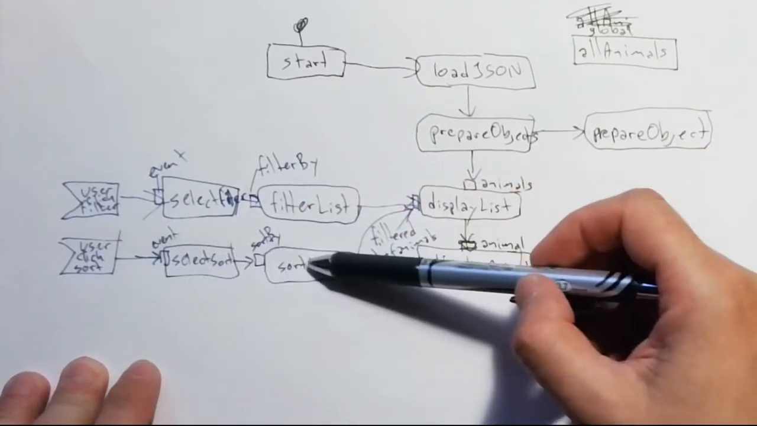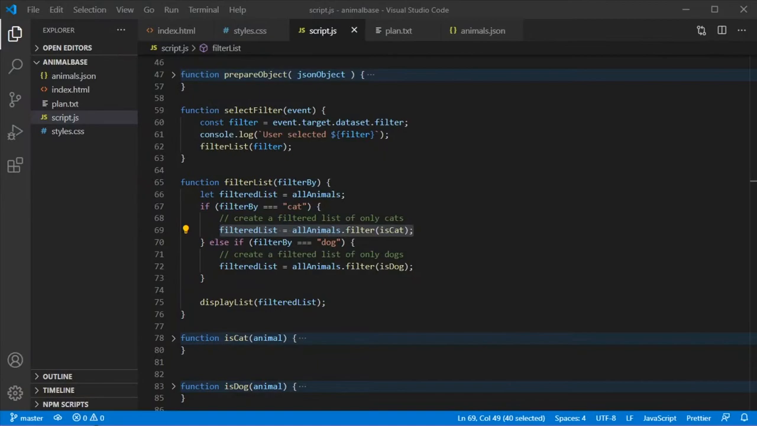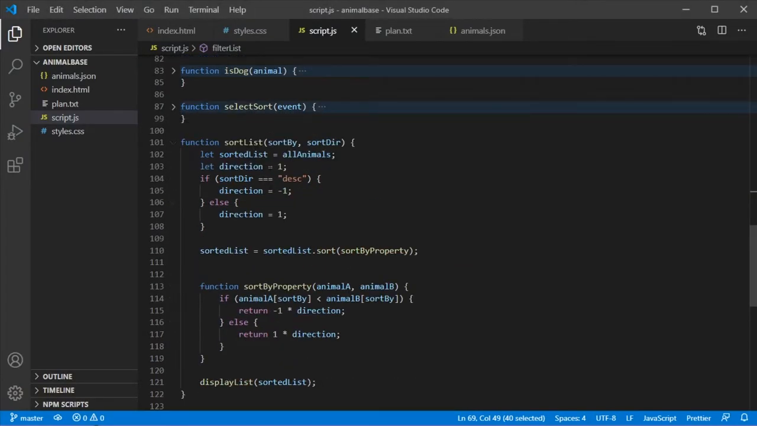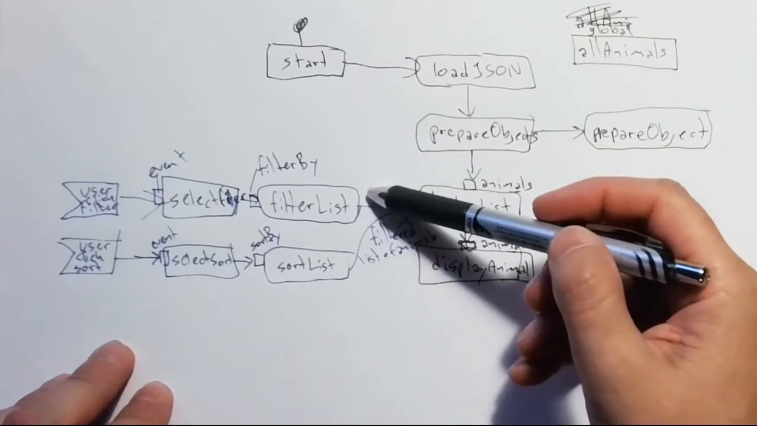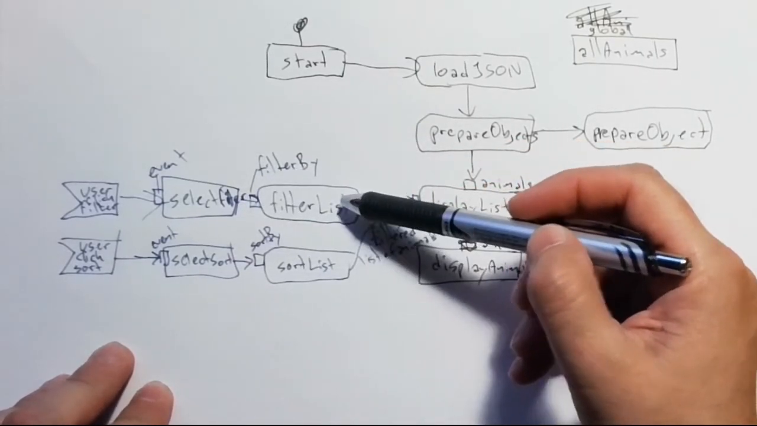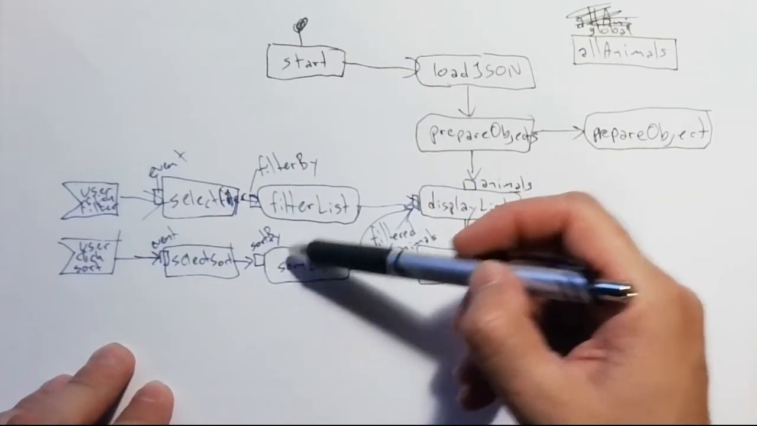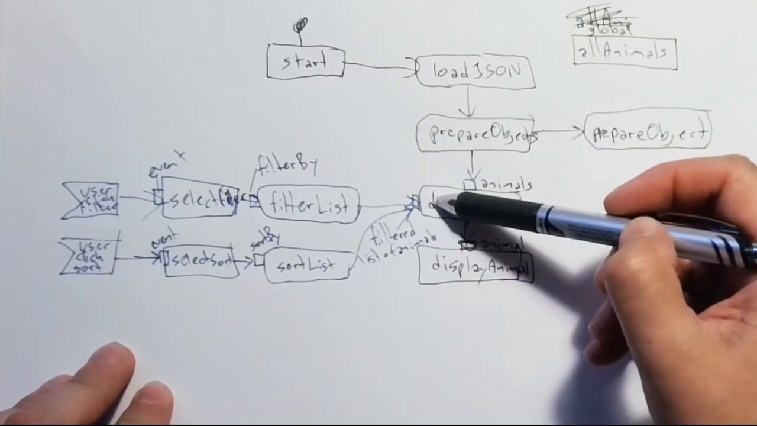If I click the sort list here, then I get the sorted list from all animals. So it takes all of them. It doesn't care about the filtered list. And then it sorts it and calls display on the sorted list. So apparently, filtering the list creates a new list that is displayed. But sorting sorts the original all animals and displays that.